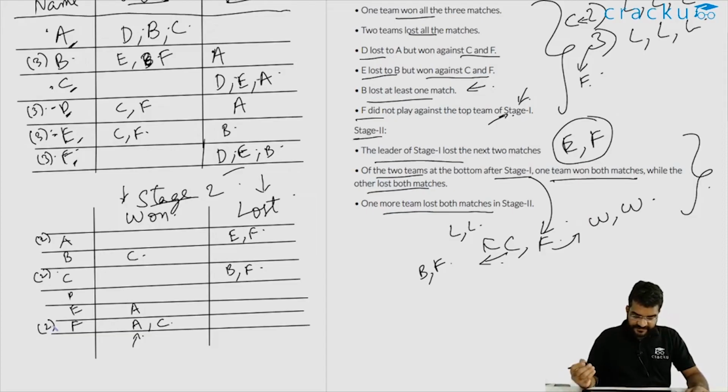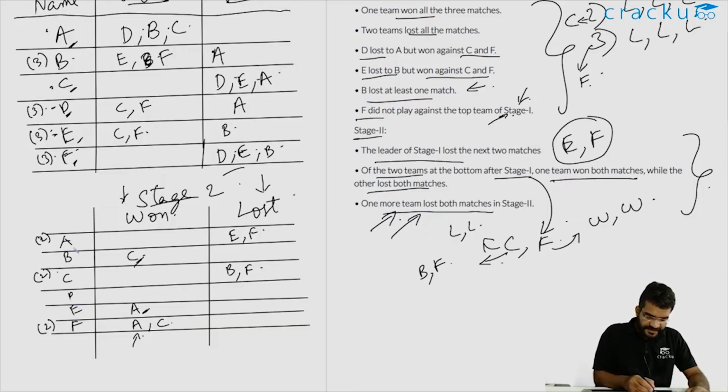The teams for which we are not able to identify are B, D and E. But we are told that one more team lost both its matches. That team cannot be B, that team cannot be A, because we know for sure that they won at least 1 match in stage 2. That is B won against C and E won against A. So the only other team which lost both its matches is D.